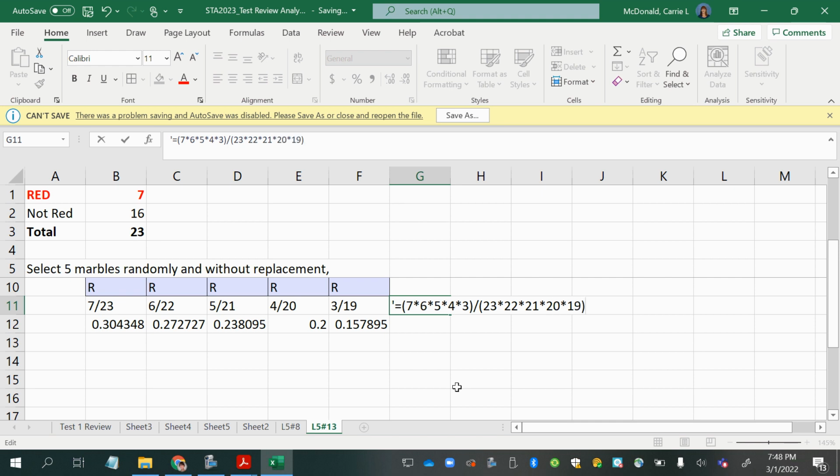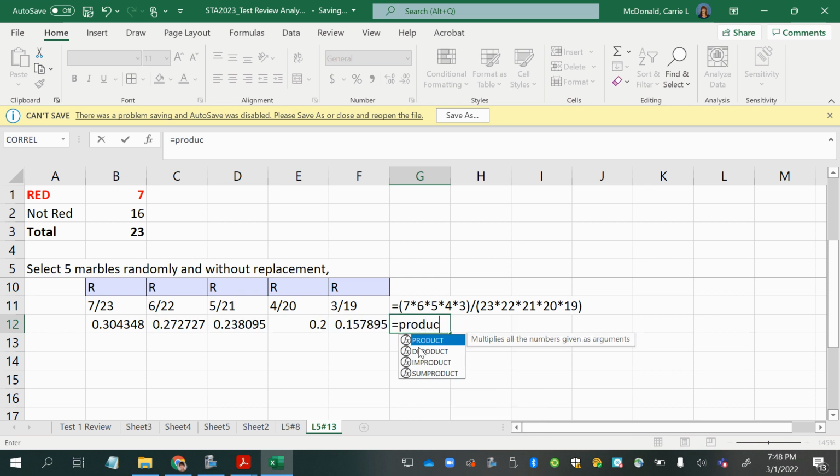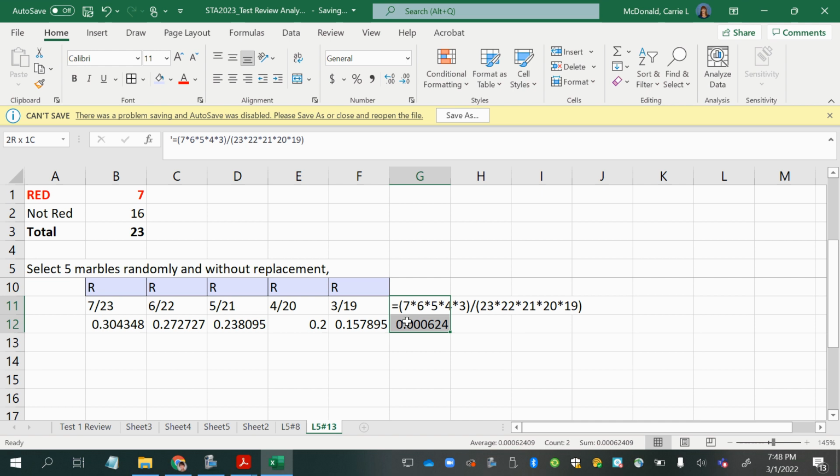Okay, now that's all well and good, but a faster way to do it if you're using Excel is to use the product function. Just like we used the sum function to add cells together, we can use the product function to multiply cells. This only works if your numbers are in their own separate cells like we have here. So now I can just select all my cells that I want to multiply together and get this result that is the answer to part A.